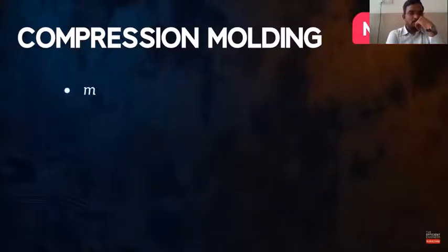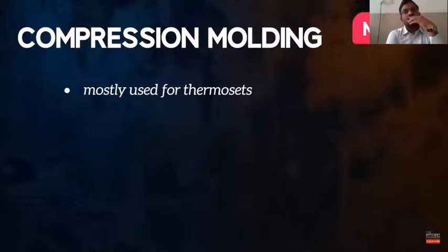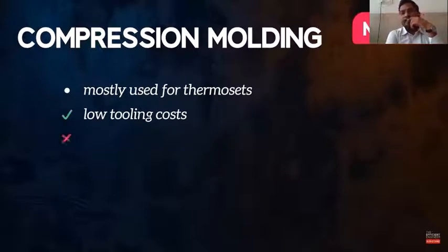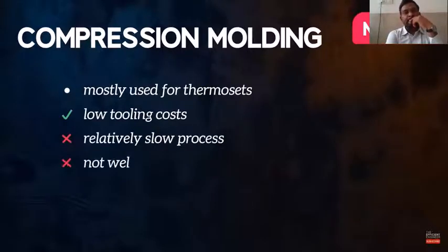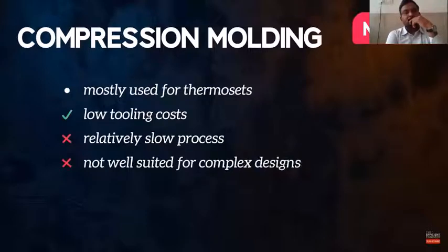Compression molding is mostly used for thermosets, which are polymers which irreversibly harden when heated. Tooling costs are relatively cheap, making it good for small production runs, but it is quite a slow process and is not well suited for complex designs.